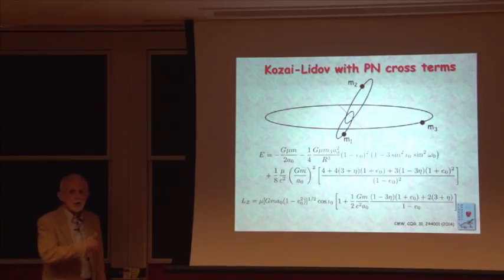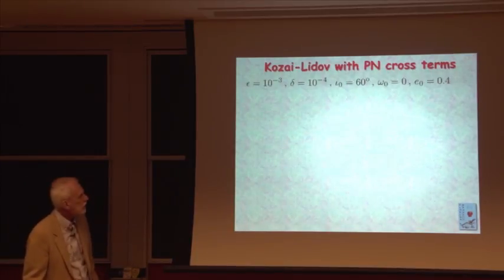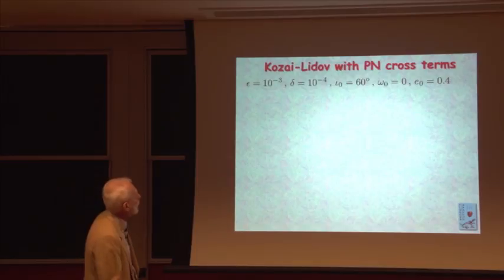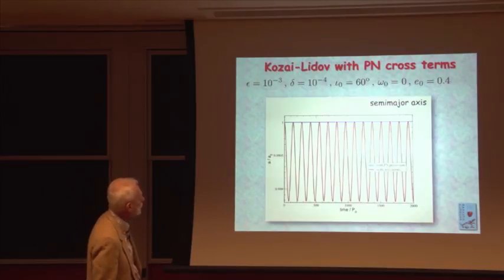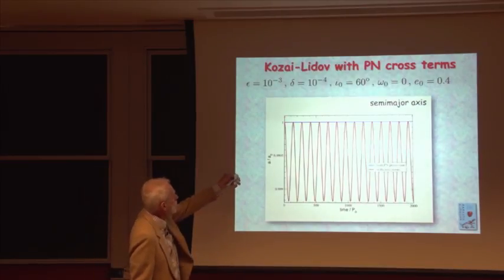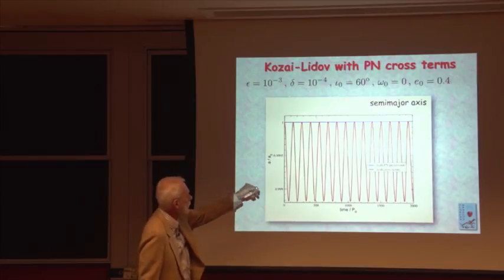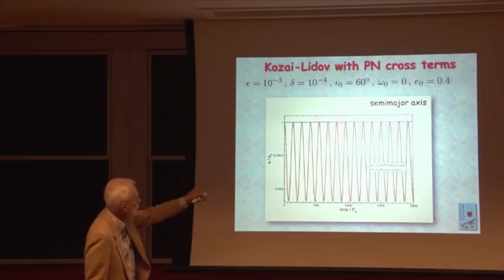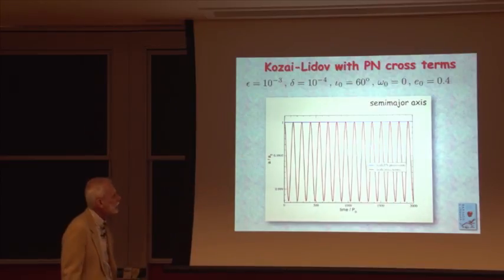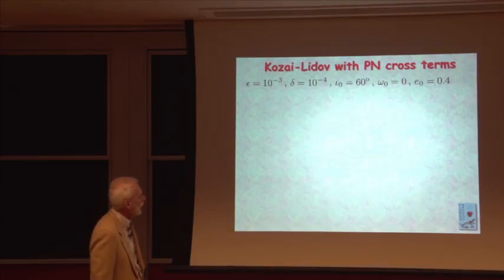Now, what about other aspects of the orbit? Do these cross-terms make a big difference? So you do some numerical integrations. These are the same parameters as before. Here is the semi-major axis: with just post-Newtonian precession, no cross-terms, it is constant, but with the cross-terms it oscillates, as you saw analytically, but here is one numerical example.